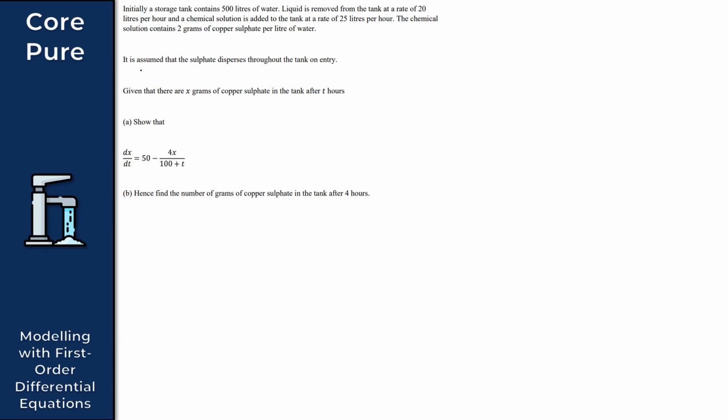It then says, given that there are x grams of copper sulfate in the tank after t hours, show that dx by dt is equal to 50 minus 4x all over 100 plus t. So for the first part anyway, what we want to do is show how to construct this differential equation. I did mention in the introduction that sometimes you might be required to show the construction of a differential equation. So for part A, that's what we want to demonstrate.